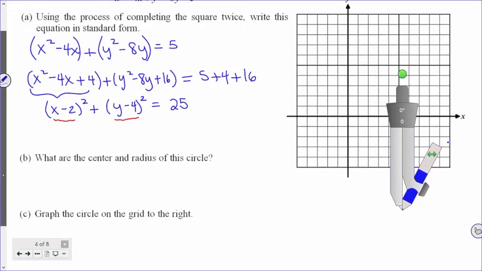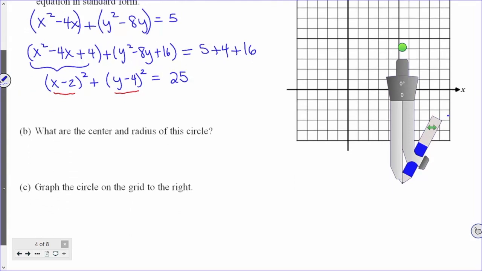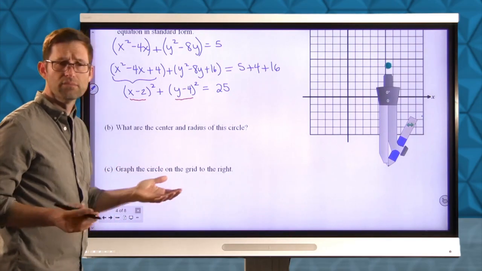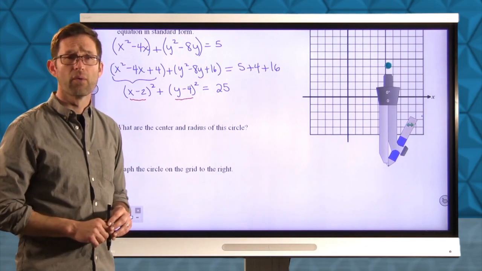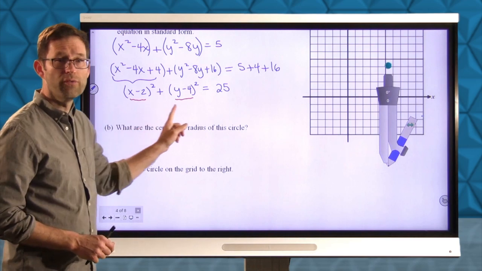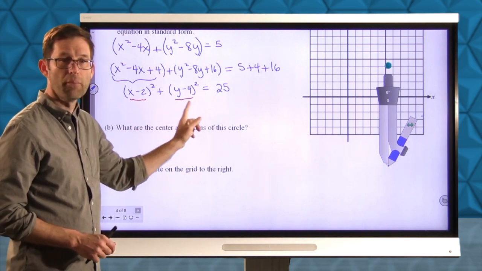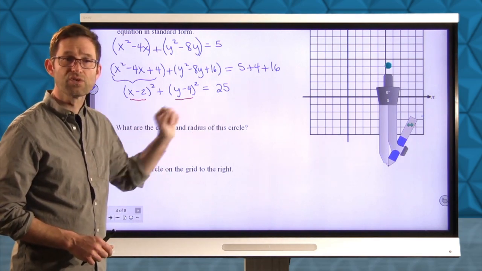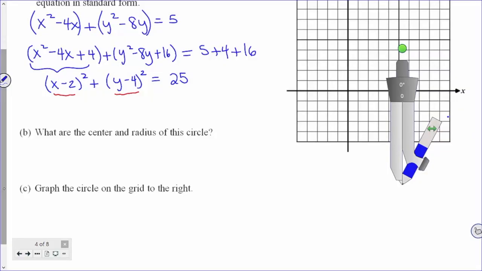Letter B asks us, what are the center and the radius of this circle? That should now be easy. Why don't you go ahead and pause the video and write them down? What are the center and the radius of this circle? Well, they're 2, 4, that's the center, and the radius is the square root of 25, or 5. So the center is at 2, 4, and the radius is 5.